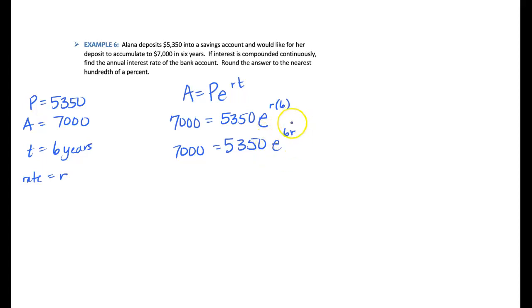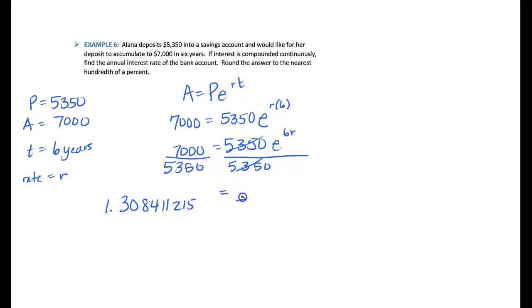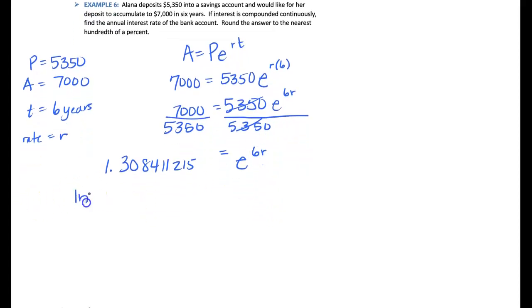Since we can't calculate e to the 6r power directly, let's go ahead and divide away that multiplier of 5,350 to both sides of the equation. And on the left-hand side, and I'm going to keep all those decimal places, we get 1.308411215 equals e to the 6r power. To get to that exponent, I'm going to take the natural log of both sides of the equation. So natural log of that decimal 1.308411215 equals natural log of e to the 6r exponent.